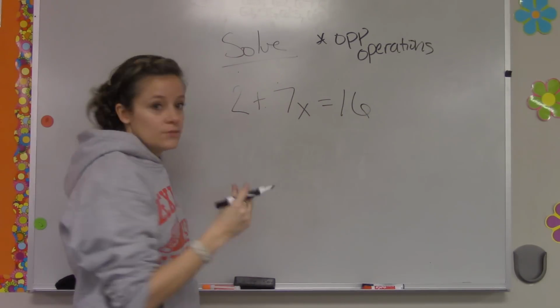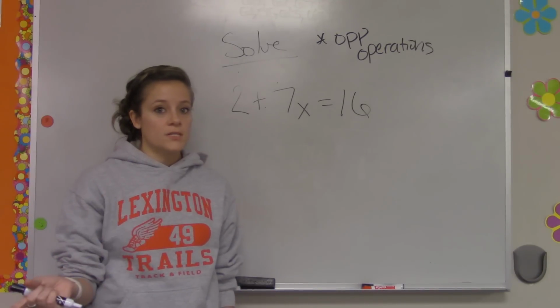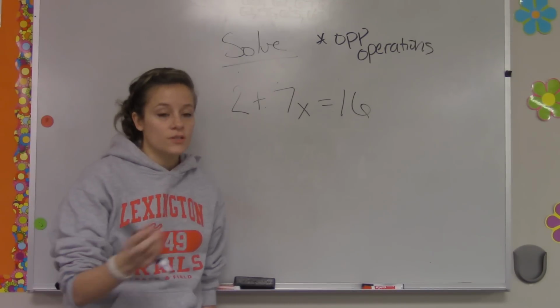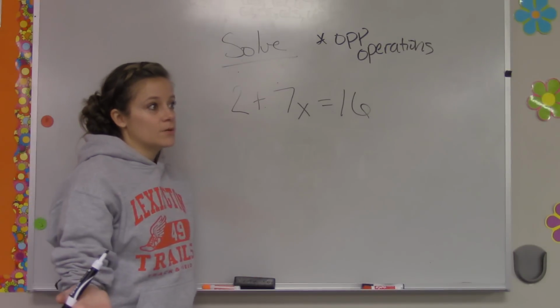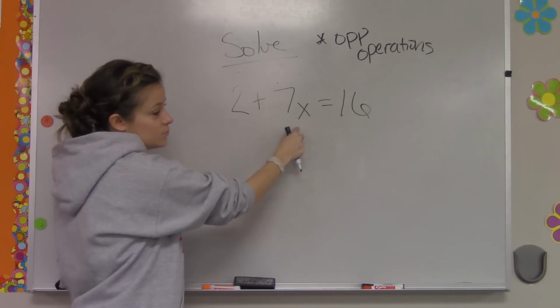All right, so again, we're trying to get the x by itself. First, let's think about this in words. What are those opposite operations I'm going to use? If I ask you to write a sentence explaining what your opposite operations are, let's see. Well, I have to move this 2 and I have to move the 7x.